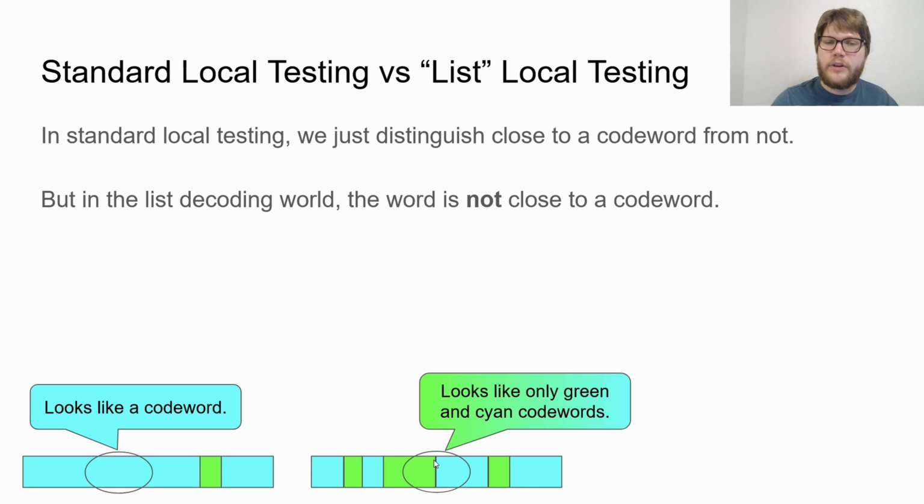But instead, we can say that it looks like it's only green and cyan code words. There aren't any like red code words. And that's what I mean sort of like a list testing version of it.